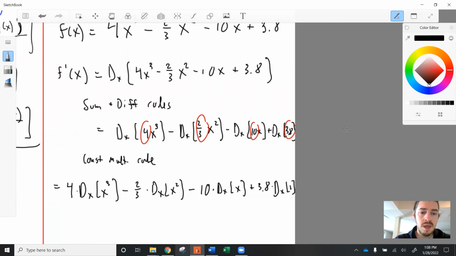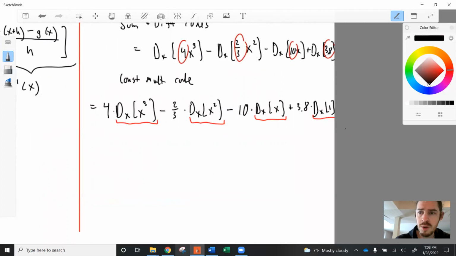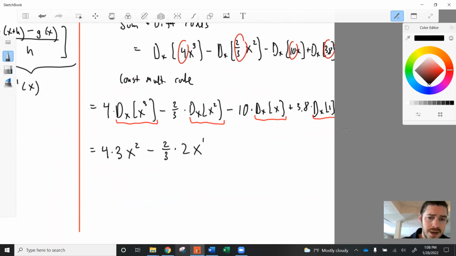So now, what have I learned? The power rule. So now I've split this up, and each of these things is just the derivative of some individual power function, right? To each of these, I can apply the power rule. So what happens? 4 times, here I apply the power rule and get 3x squared, minus 2/3 times, here I apply the power rule and get 2x to the power 1, minus 10 times, here I apply the power rule and, this is x to the power 1, so I get 1 times x to the power 0, which is just 1 itself. This part's just 1.